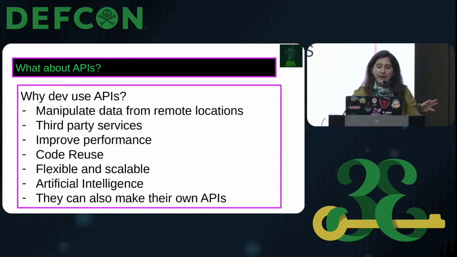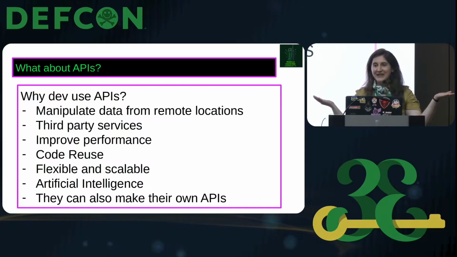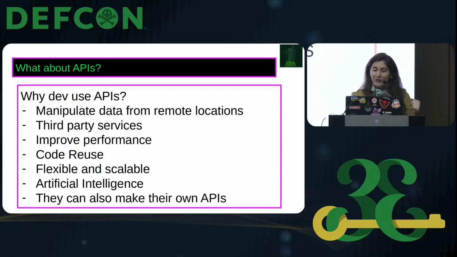So what about APIs? As you know, a lot of developers are going to use APIs to develop their Android applications for various reasons. So you can see them on the screen. And finally, today, APIs are also used for tasks related to artificial intelligence: machine learning, inference, computer vision, speech recognition, and natural language understanding.